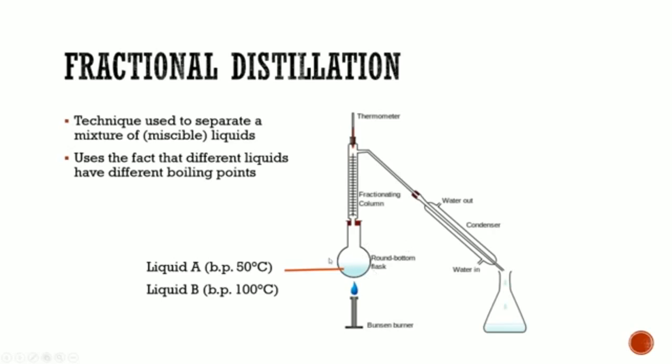Well, once it's reached 50 degrees, then liquid A is going to start to boil and therefore vaporize. So the vapor is going to start to go up, right? But the bottom part of the fraction might have a temperature of 50 degrees.